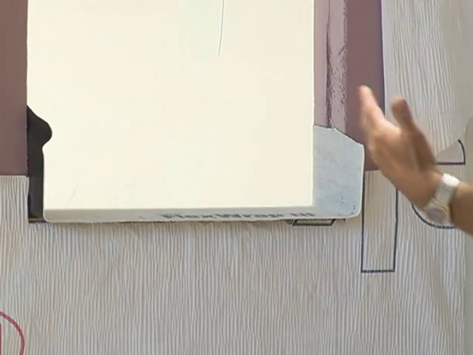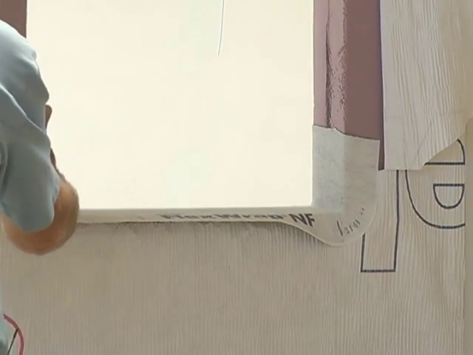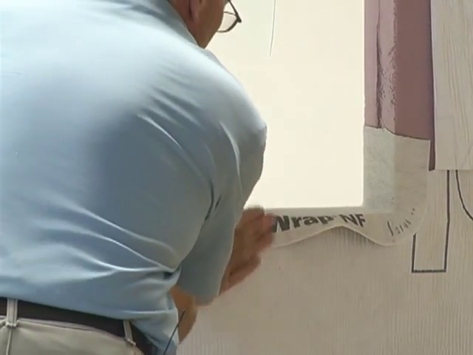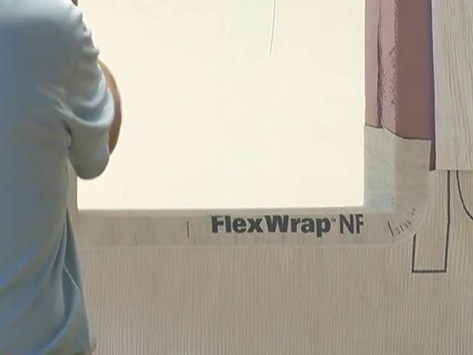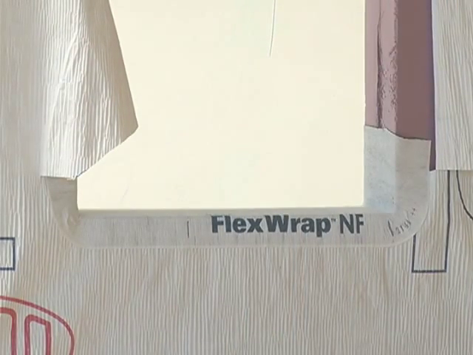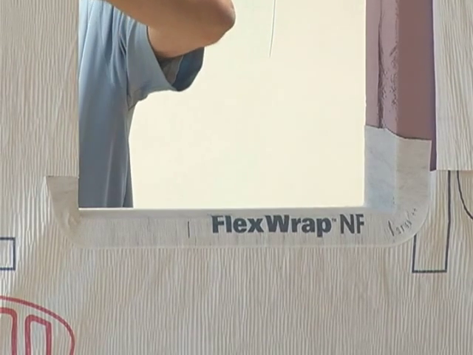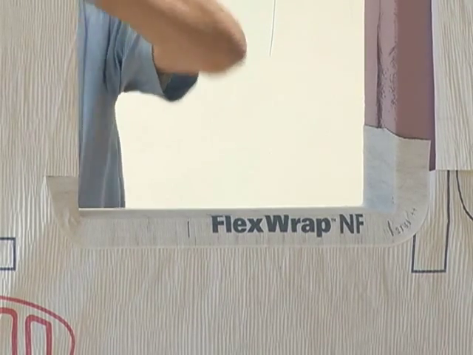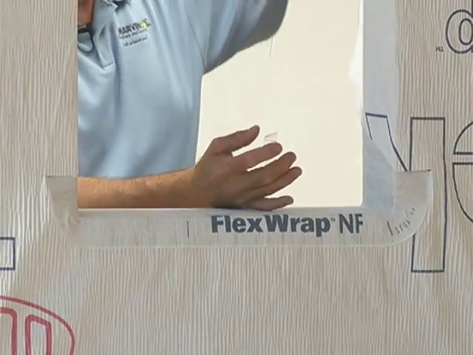The nice thing about this flex wrap type material is it will just bend and form to anything. So we're going to tie it to the face of this building wrap, and we're going to bring our wrap on in.